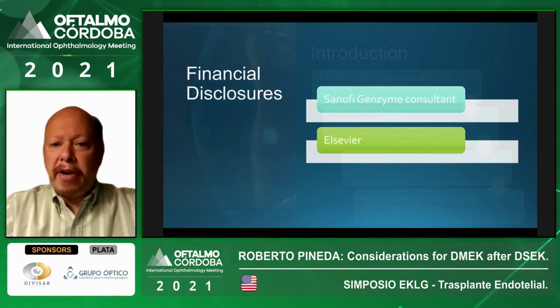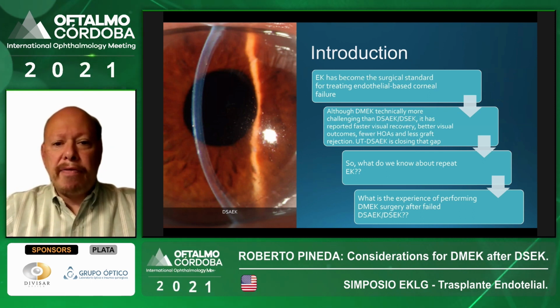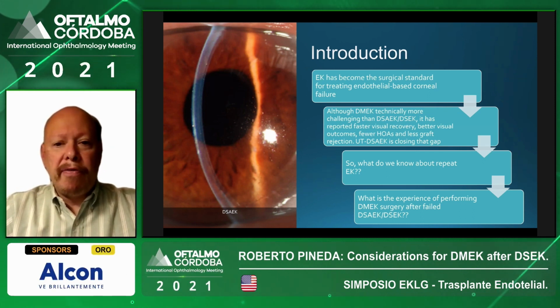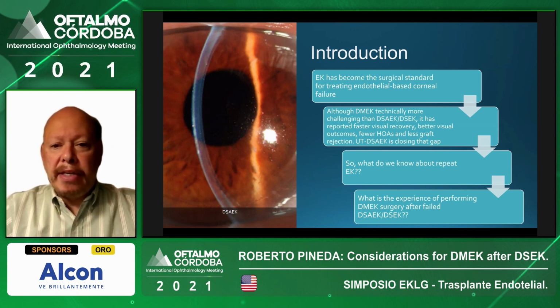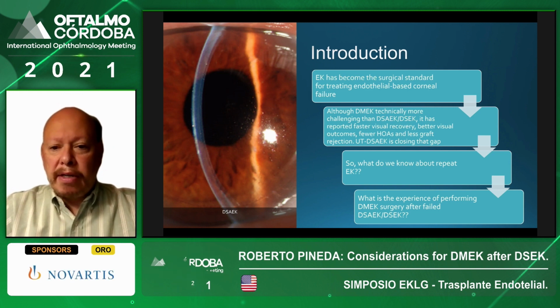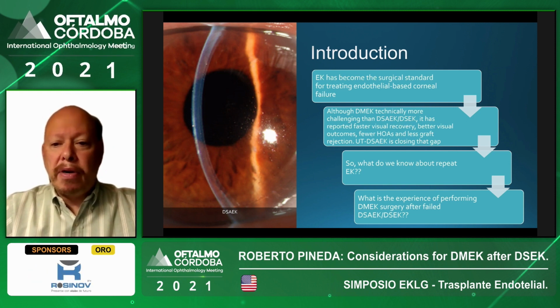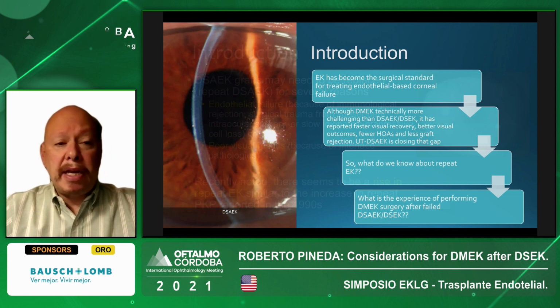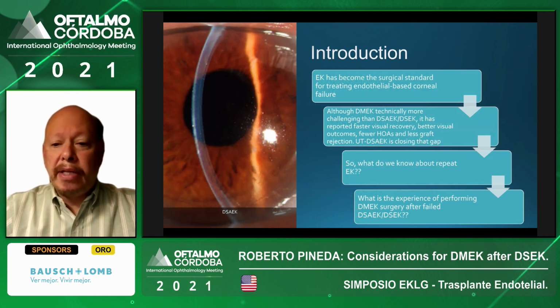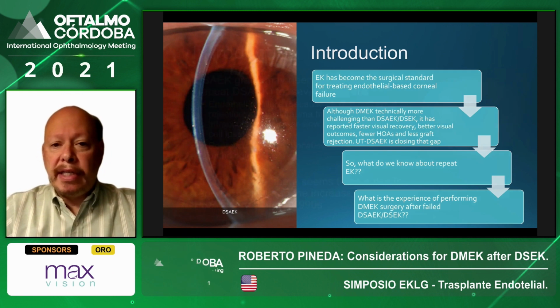So we know that endothelial keratoplasty has become the surgical standard for treating endothelial-based corneal failure. And although DMEK is technically more challenging than DSAEK, as we heard from Dr. Pravin, it has faster visual recovery, better visual outcomes, fewer higher order aberrations, and a lower rate of graft rejection. More recent changes with ultra-thin DSAEK is closing that gap. So what do we know about repeat endothelial keratoplasty, and what is our experience for performing DMEK after failed DSAEK?